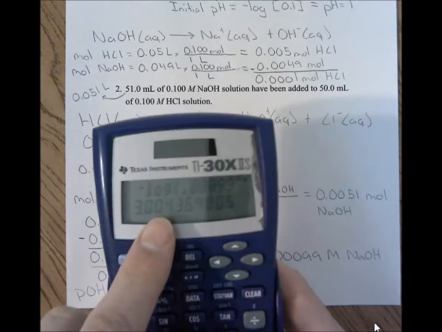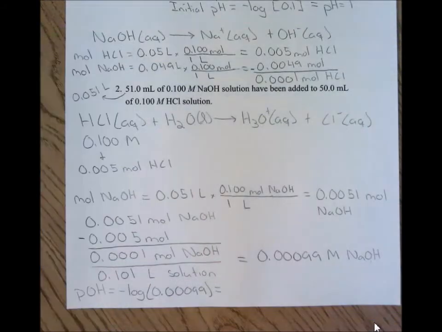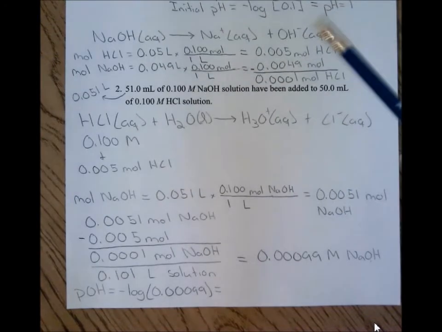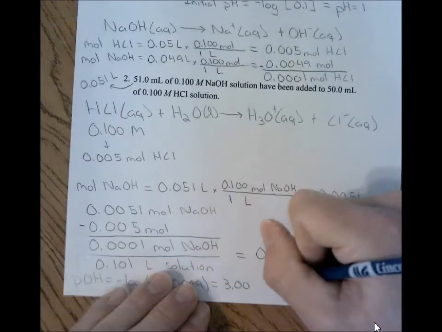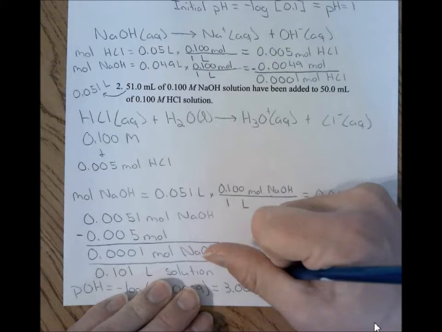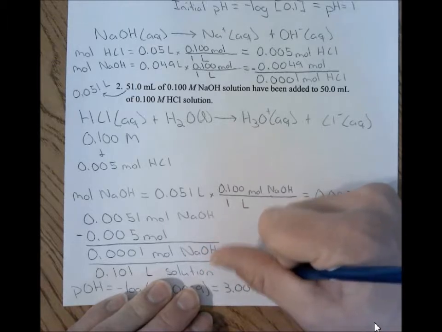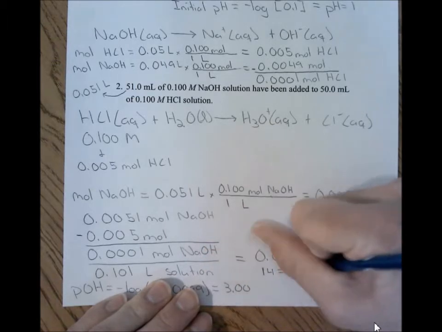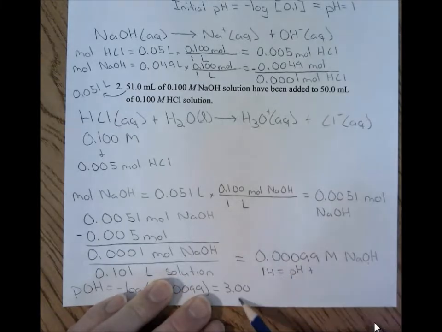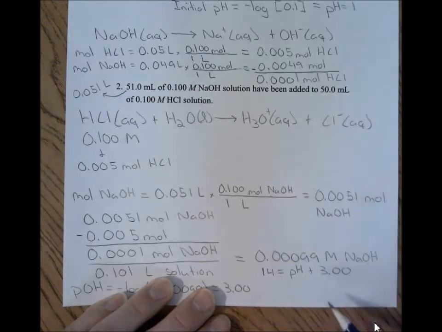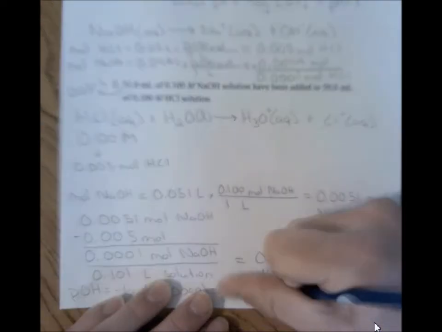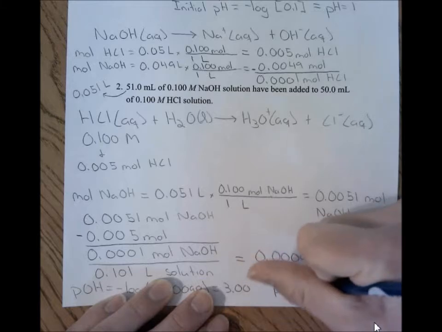Now, again, this is our pOH. The problem asks, what is the pH? So remember, from our Kw equation, 14 equals pH, which we don't know, plus our pOH, which is 3. To get pH isolated by itself, we subtract 3 from each side. And so this allows us to find the pH of this solution to be exactly 11.0.